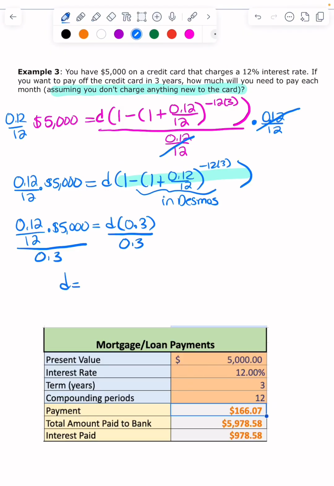Okay, so I need to do the calculations in Desmos real quick. So that's that. So I did the left side first, the 0.12 divided by 12 times 5,000, and then divided that by the 0.3, using the answer ANS. And that part, in case you're wondering, that would give you the answer anyway. So you don't need to wonder. That's the answer. $166.07 is what I got from that.